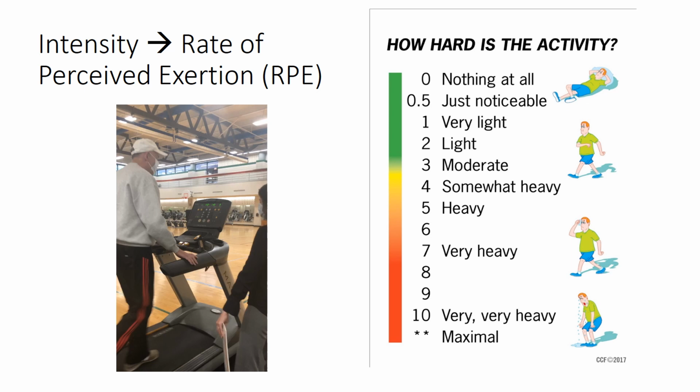So moderate to high intensity on a 10-point scale is an RPE of somewhere between 5 and 8. On a 6 to 20-point Borg scale, an RPE of 12 to 13 is considered moderate, and 14 to 17 is considered vigorous.